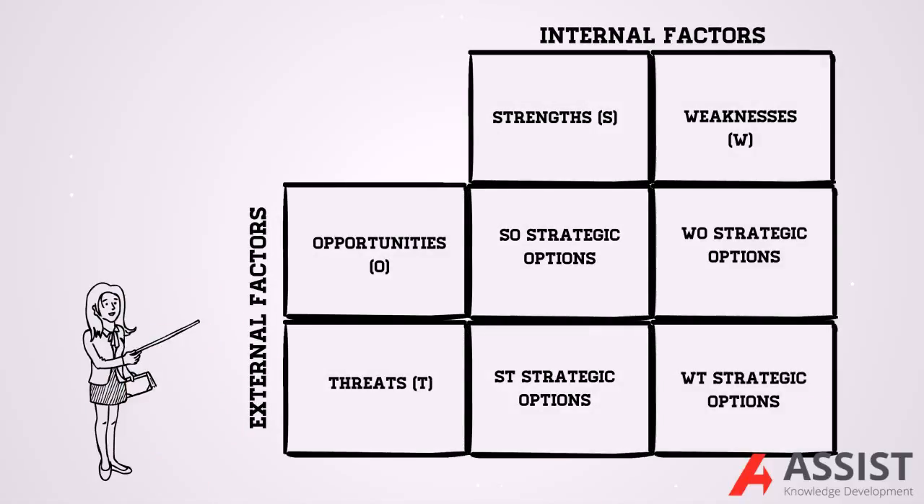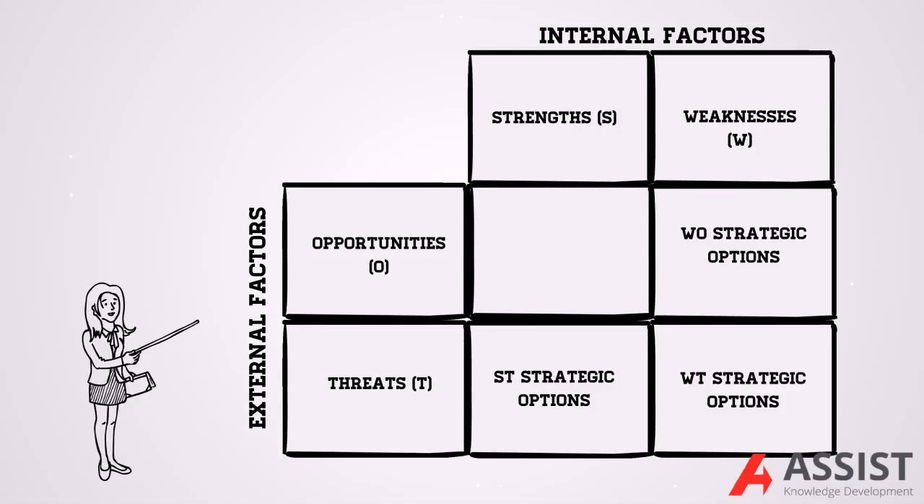The so-called TOWS matrix builds directly on the information about the strategic position of the organization summarized in the SWOT analysis. Each quadrant of the TOWS matrix is used to generate strategic options that address a combination of an internal factor, a strength or a weakness, and an external factor, an opportunity or threat, to provide a potential strategic direction for the organization. The top left-hand quadrant, SO, Strengths and Opportunities, generates options that use the internal strengths of the organization to take advantage of an external opportunity.